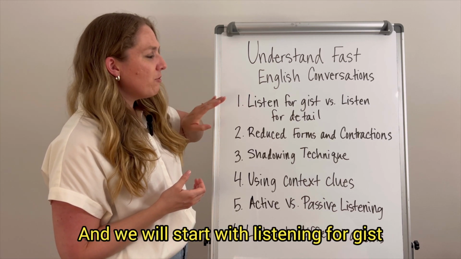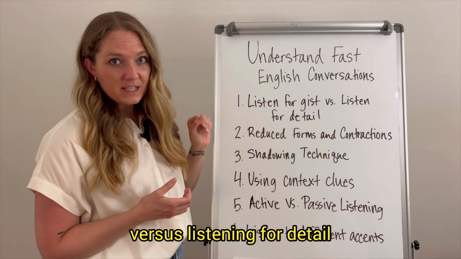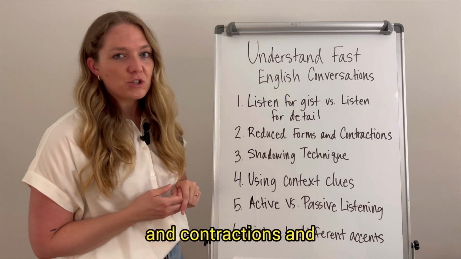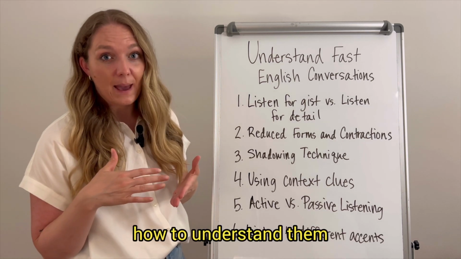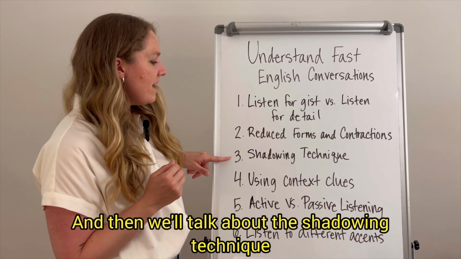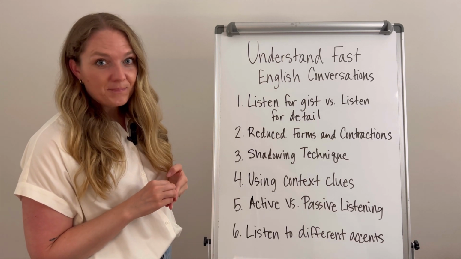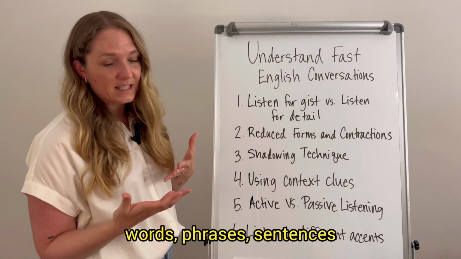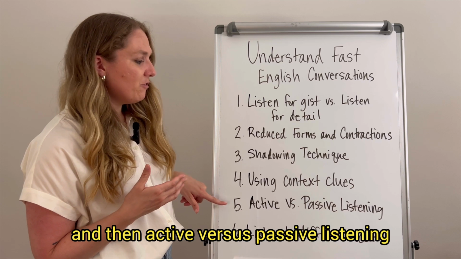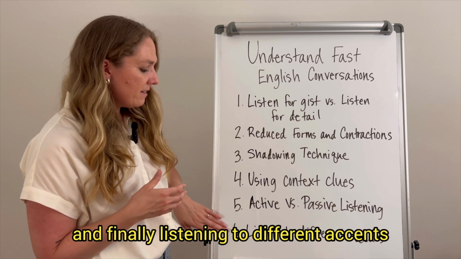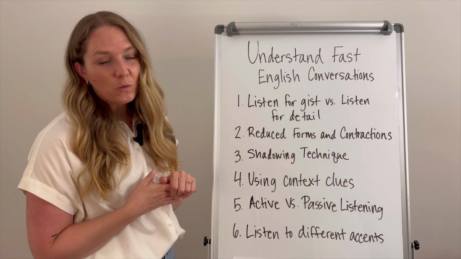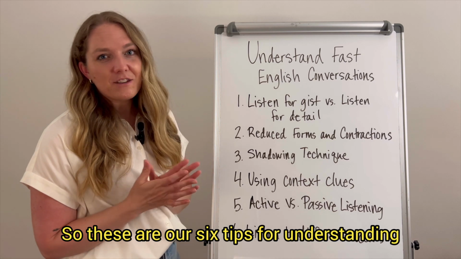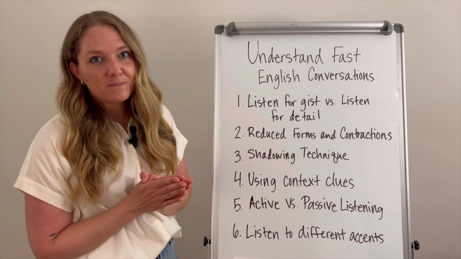with listening for gist versus listening for detail. And then we will talk about reduced forms and contractions and how to understand them and what they are. And then we'll talk about the shadowing technique and then using context clues to understand words, phrases, sentences. And then active versus passive listening. And finally, listening to different accents. We will talk about that. So these are our 6 tips for understanding fast English conversations.